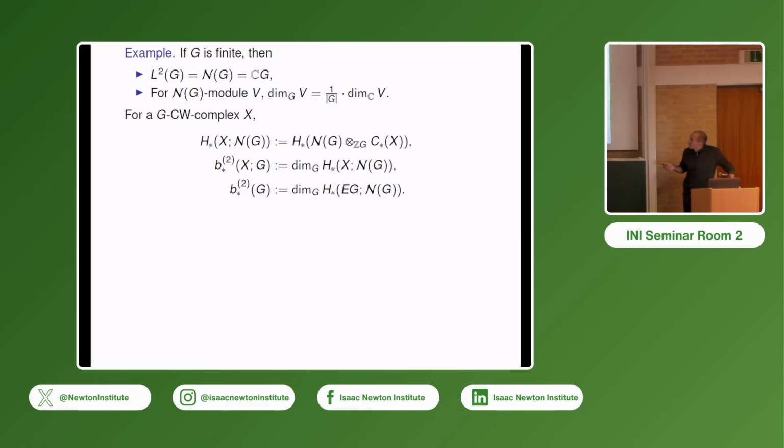So this was for G acting on a space X or CW complex X. So we define L2 Betti numbers of the group G as the dimension of this homology, where we replace X by EG, where EG is the universal cover of BG. So it has a free action of G. It has a nice CW model structure, and we can just define the L2 Betti numbers in this way.